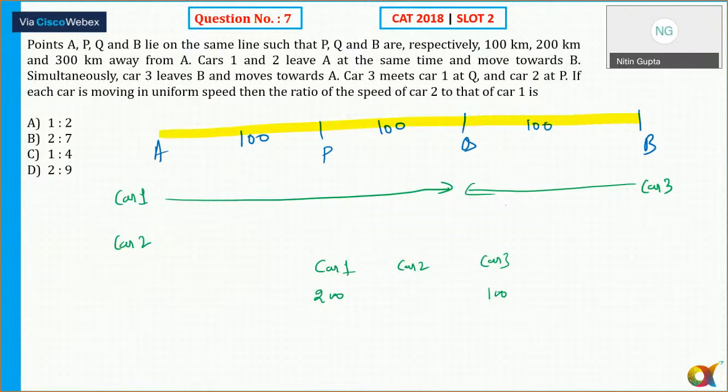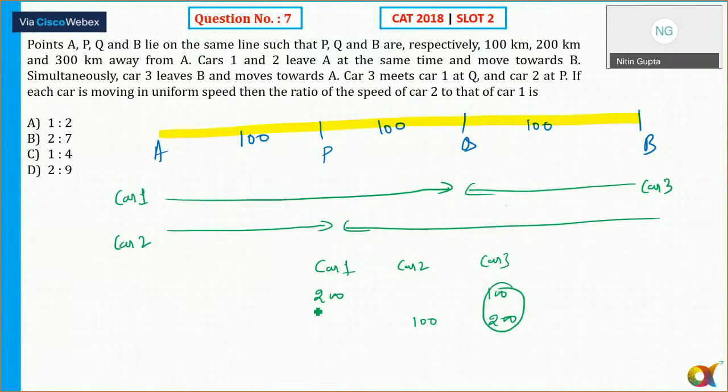Car 3 meets car 1 at Q. Car 3 meets car 2 at P. So car 2 and car 3 are meeting at point P. So when car 2 is traveling 100, car 3 is traveling 200. And in this case, the common link here is car 3.